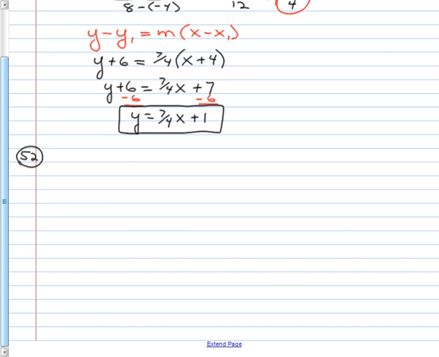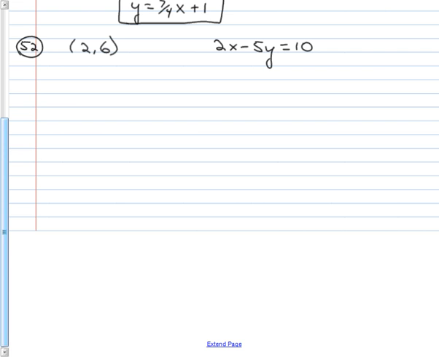Find the slope-intercept form of the equation of a line that passes through the points with coordinates 2, 6. So I'm going to write that down. Goes through 2, 6. And is perpendicular to the graph of 2x minus 5y equals 10. So what's this deal with perpendicular? The slope's going to be negative reciprocal. Slopes are going to be negative reciprocals.